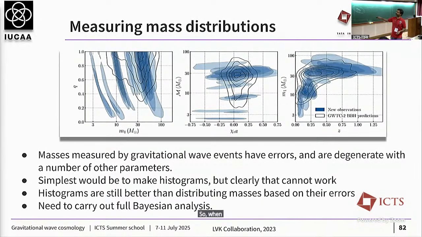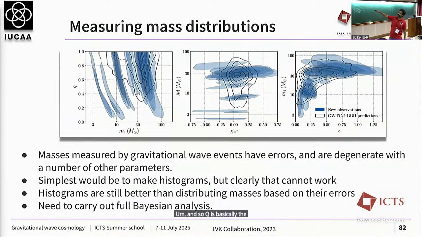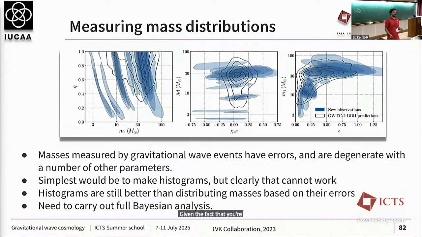So when you measure these M1s and Qs, you see huge error bars in these measurements, right? Q is basically the mass ratio, M2 divided by M1. You can see large error bars in M1 and M2. Even the chirp mass has certain error bars. And so what you have to do is figure out what is the true underlying distribution, given the fact that you have noisy measurements.